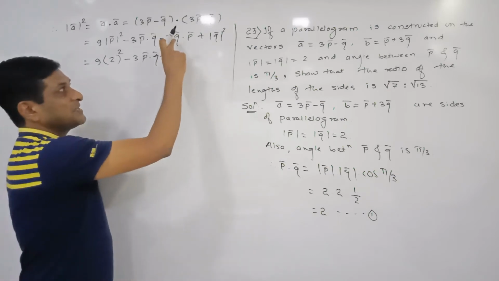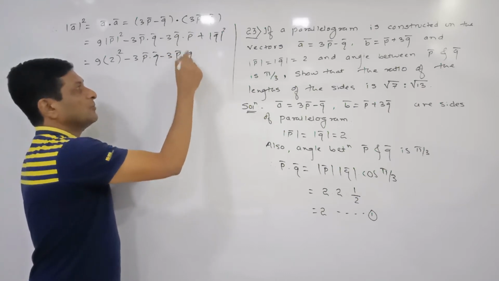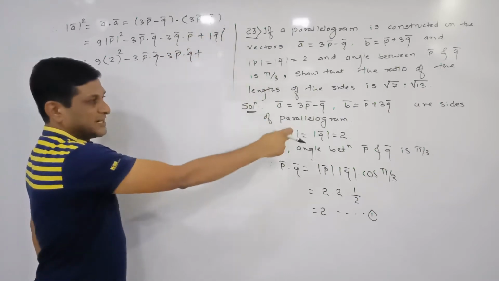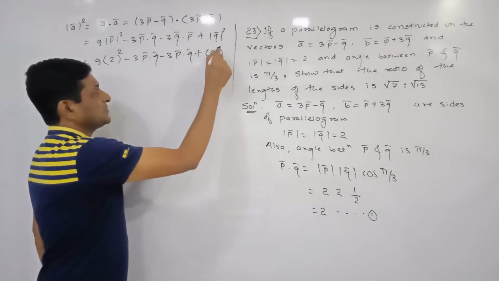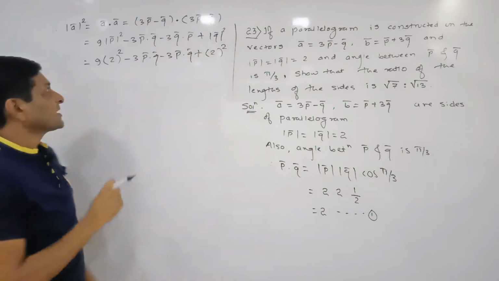So applying that result, q bar dot p bar can be written as what? P bar dot q bar, plus magnitude of q bar is already known to us, 2. It is given to us that its magnitude is 2. So substitute the value here.